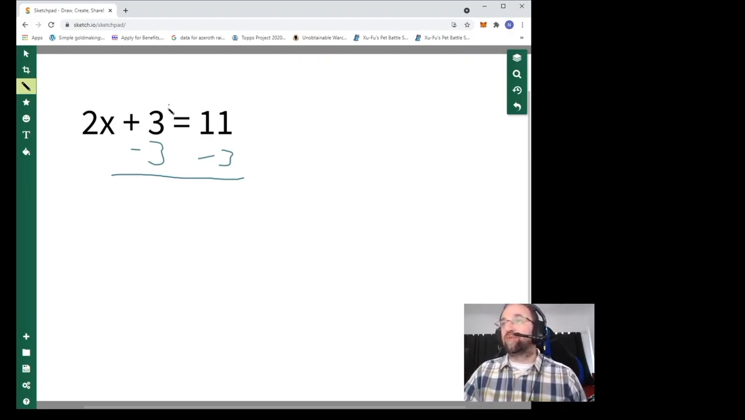3 minus 3 is 0. 11 minus 3 is 8. Now we're going to bring down everything else we have. So bring down the equal sign, bring down the 2x. So now our equation reads 2 times x equals 8.